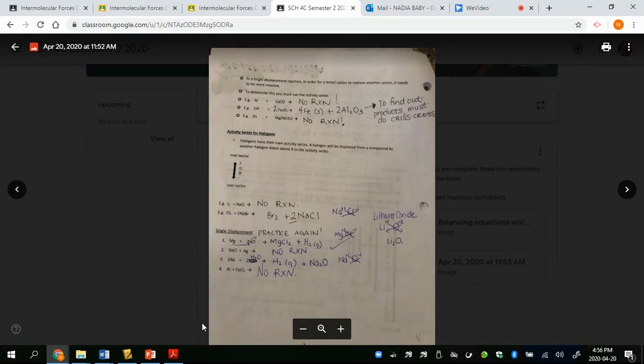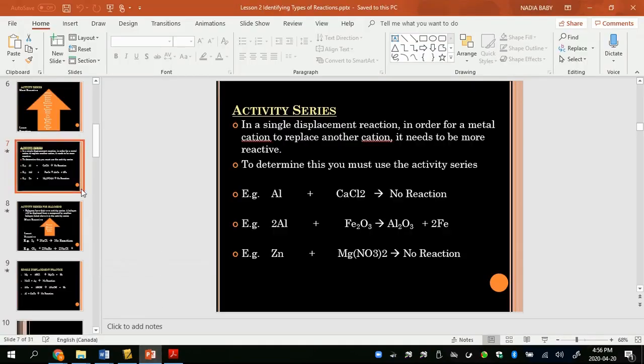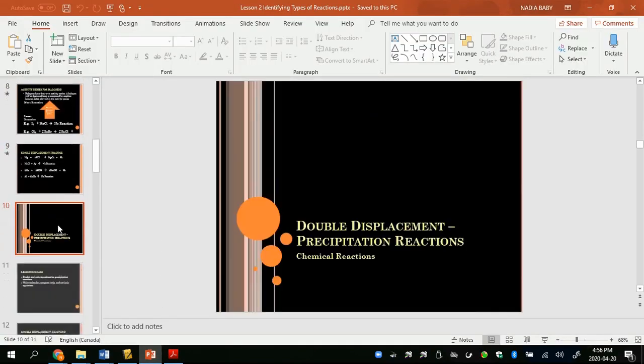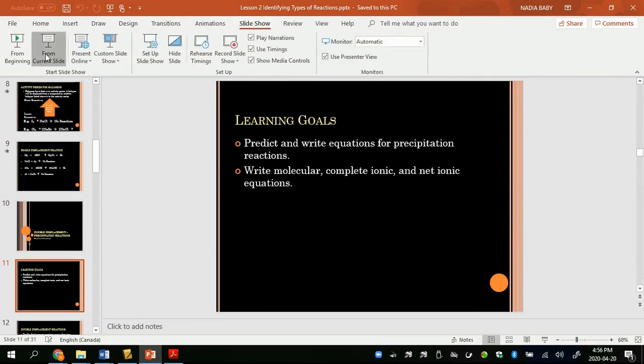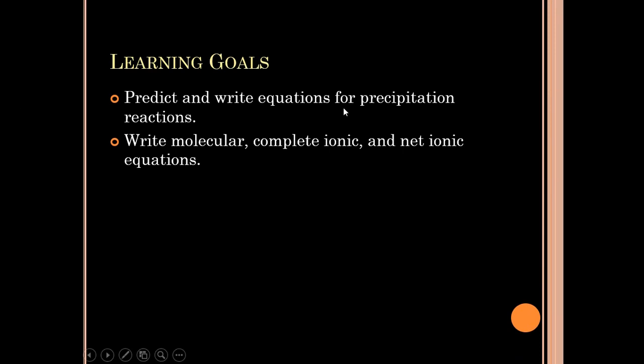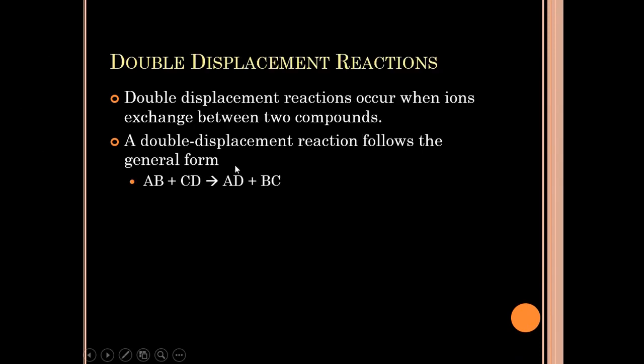We're going to move on to today's lesson, which is double displacement reactions and precipitation reactions. We're going to see how you figure out whether a solid or precipitate is formed today. This is our lesson for today. We're going to predict and write equations for precipitation reactions. We are not doing this right here, so we're taking that out.